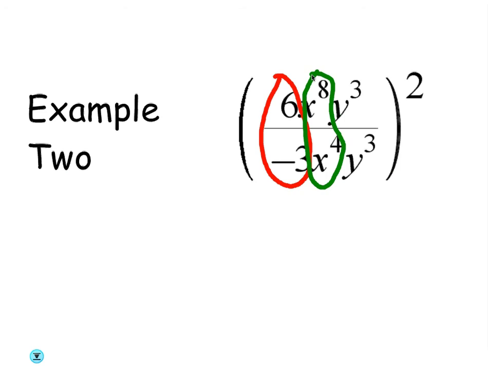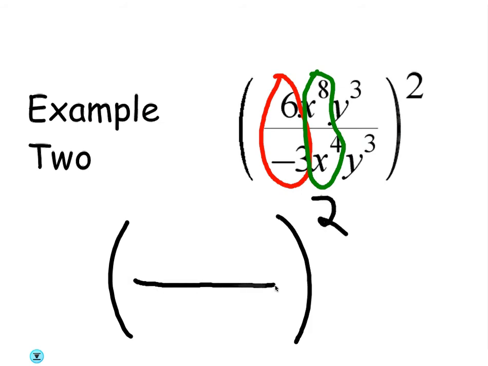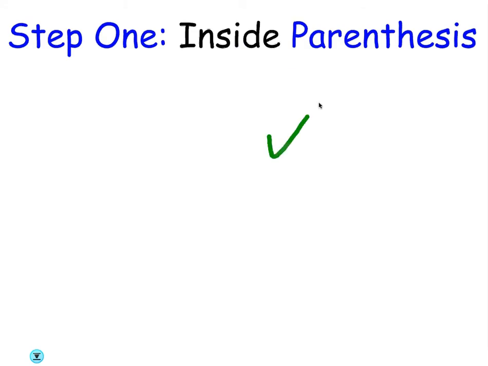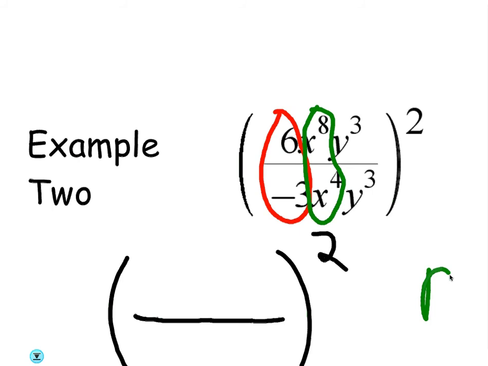What's 6 over negative 3? Okay, so I'm going to write my fraction here. And the step we're doing is what's inside the parentheses. That's what we're working on, so I'll put a P over here. That would be negative 2, correct? That's going to go on the top because the 6 is on the top and it's bigger. x to the 8 over x to the 4th.